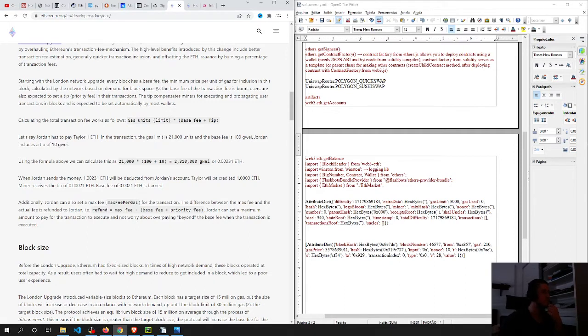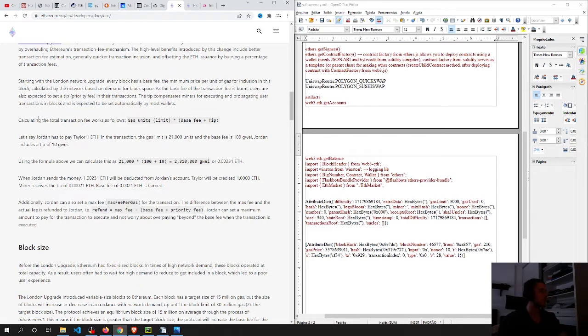So it's the supply and demand thing that I was talking about. As the base fee of the transaction fee is burned, users are also expected to set a tip, a priority fee, in their transactions. The tip compensates miners for executing and propagating user transactions in blocks and is expected to be set automatically by most wallets.